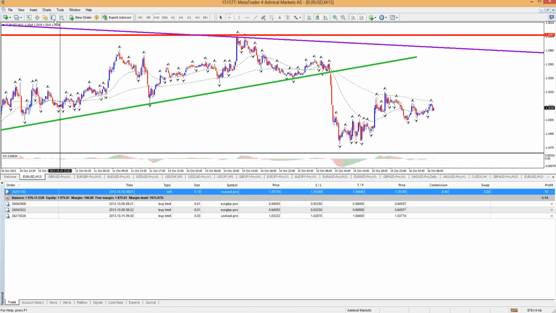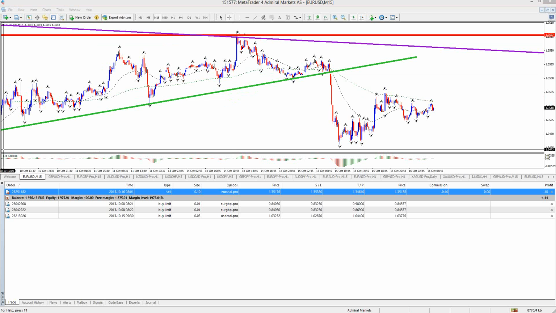So that is a market order. It's a sell on the euro dollar. Let me type that, maybe for those of you who are interested. Now that's just my trade. The decision is always yours, of course.